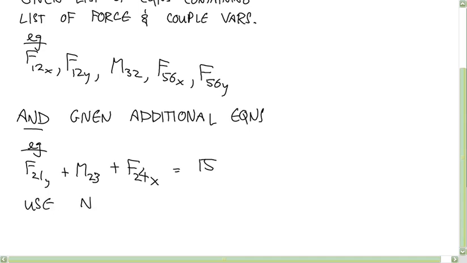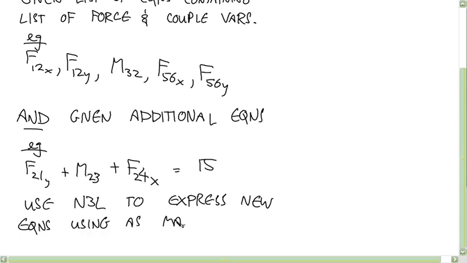Then reducing the variables in this new set of equations means using Newton's third law to express the new equations using as many variables in the list as possible. Okay, that's just a careful way of describing what we did in that last problem. We're trying to use Newton's third law so we don't build up too many variables. We're trying to use as few variables as possible. Okay?